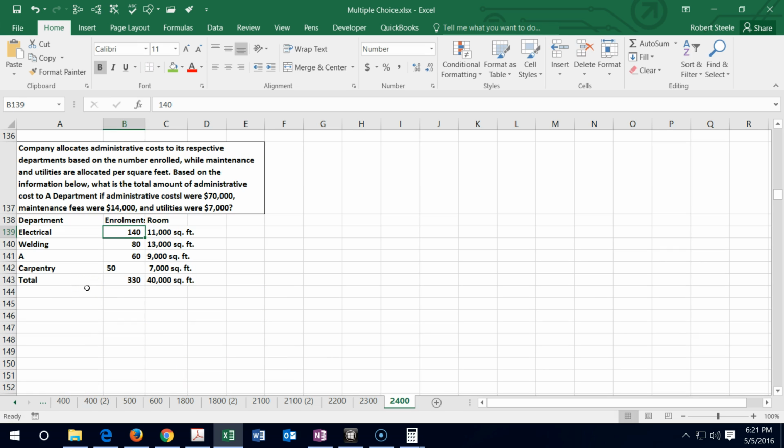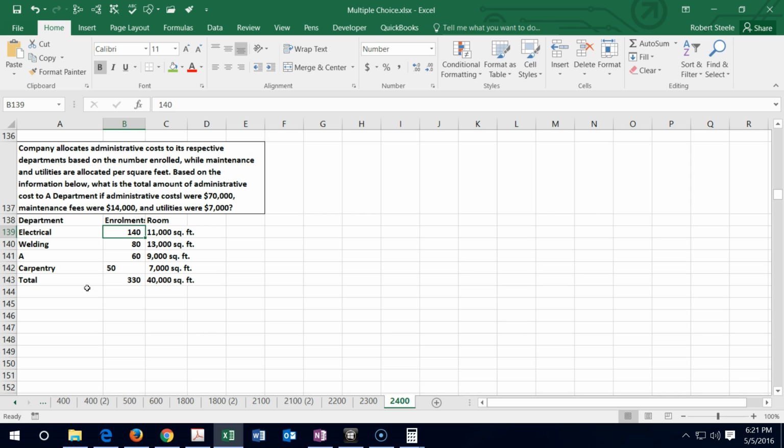Next one says that the company allocates administrative costs to its respective departments based on the number enrolled, while maintenance and utilities are allocated per square foot. Based on the information below, what is the total amount of administrative costs to a department? Administrative costs were 70,000, maintenance 14,000, and utilities 7,000. Okay, and this is another one where they give us almost too much information.